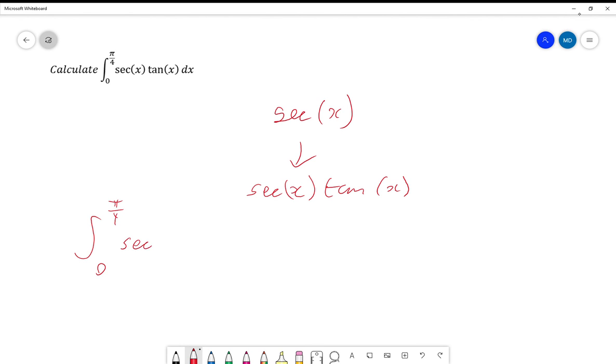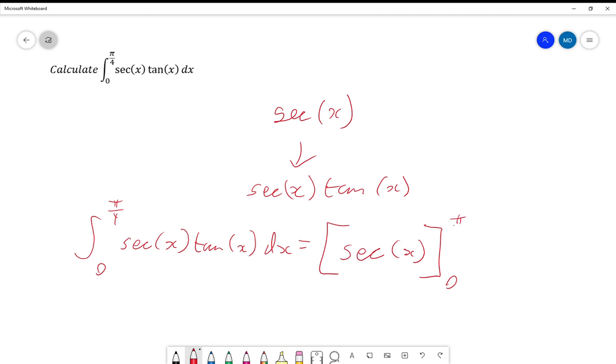So the integral of sec x tan x dx is going to be equal to just sec x, but with the limits applied, 0 to pi over 4, and that is going to be equal to sec of pi over 4 minus sec of 0.